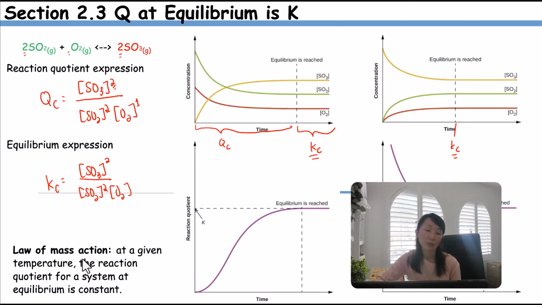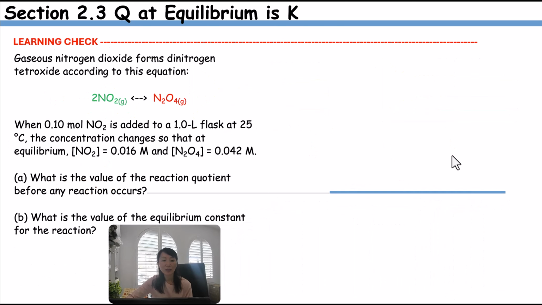Again, that goes with the law of mass action. At a given temperature, the reaction quotient for a system at equilibrium is constant, meaning that the value of Kc, whether it's coming from the forward direction or the reverse direction, you're going to reach equilibrium, and that equilibrium value is going to be the same.